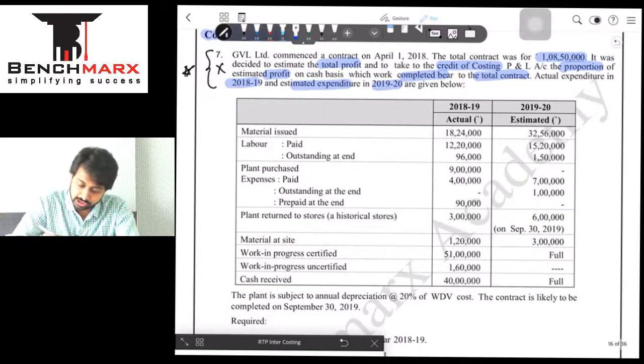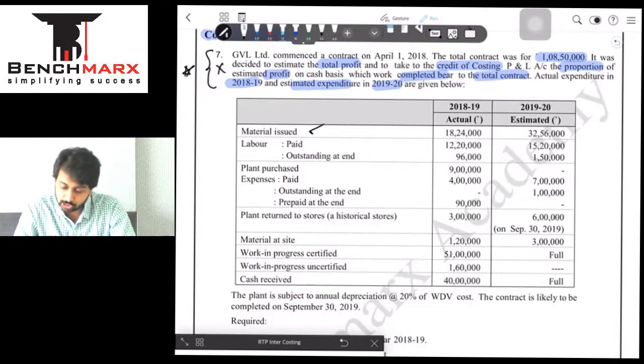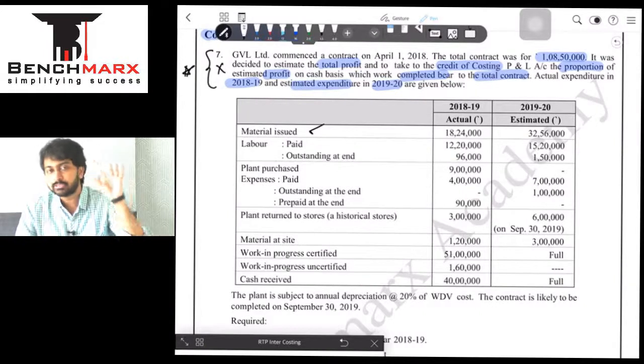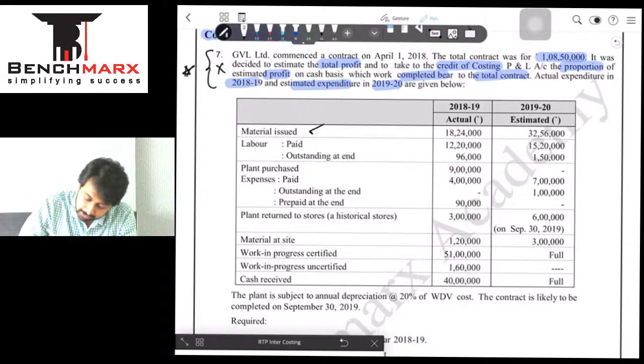I can see materials issued. Materials issued are 1824 actual and 3256 estimated. So obviously 3256 is over and above the 1824. It is not 32 में से 18 हो चुका है. 18 is already incurred और इसके बाद मैं और 32 expect कर रहा हूँ. So 18 plus 32 is my total expense of materials. It is on an estimated basis total. ठीक है. Then we have labor which is paid and outstanding.